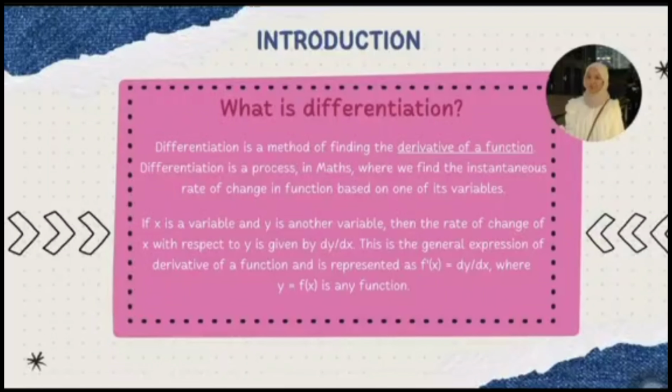Let's begin with the introduction. So what is differentiation? Differentiation is a method of finding the derivative of a function. Differentiation is a process in maths where we find the instantaneous rate of change of a function based on one of its variables. If x is a variable and y is another variable, then the rate of change of y with respect to x is given by dy over dx. This is the general expression of the derivative of a function and is represented as f prime x equals dy over dx, where y equals f(x) is any function.